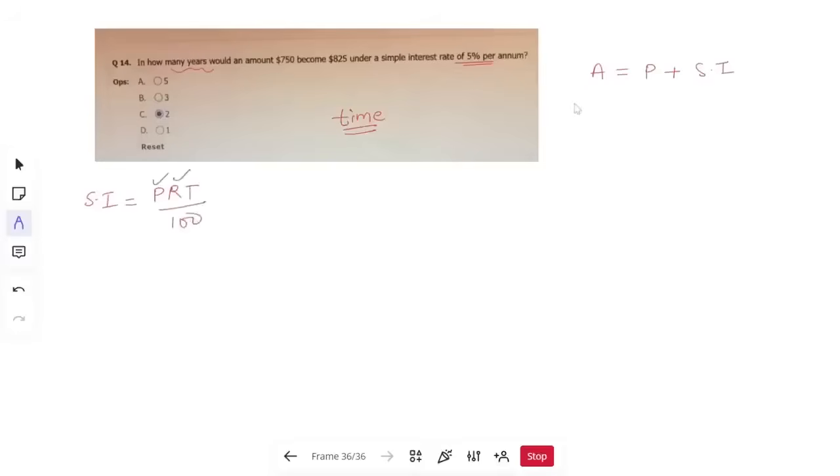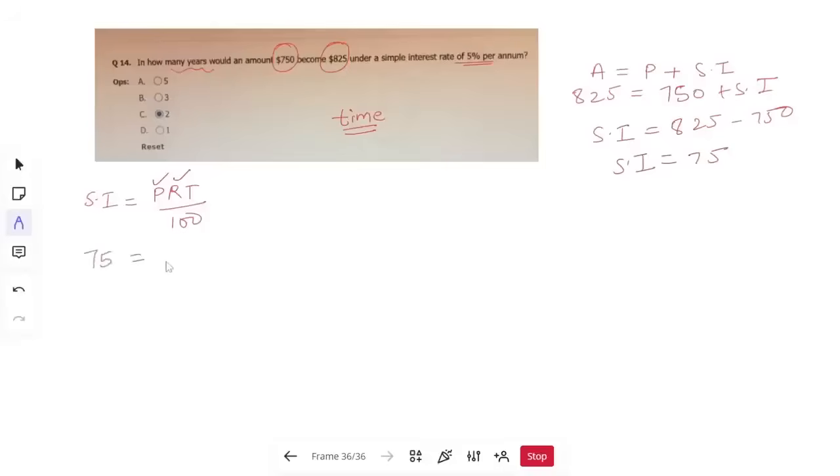Okay, so let's see. The total amount that is given to us is 825. It is already given to us in the question. So we will substitute it here. The principal amount that we had was 750, so I will substitute that, plus simple interest. Now let's try to find out what we will get. So see, simple interest we will try to find from here. So simple interest will be 825 minus 750, which is going to be 75. So from here we got the value of simple interest. Now we will put this value of simple interest here and we will try to find the value of time.